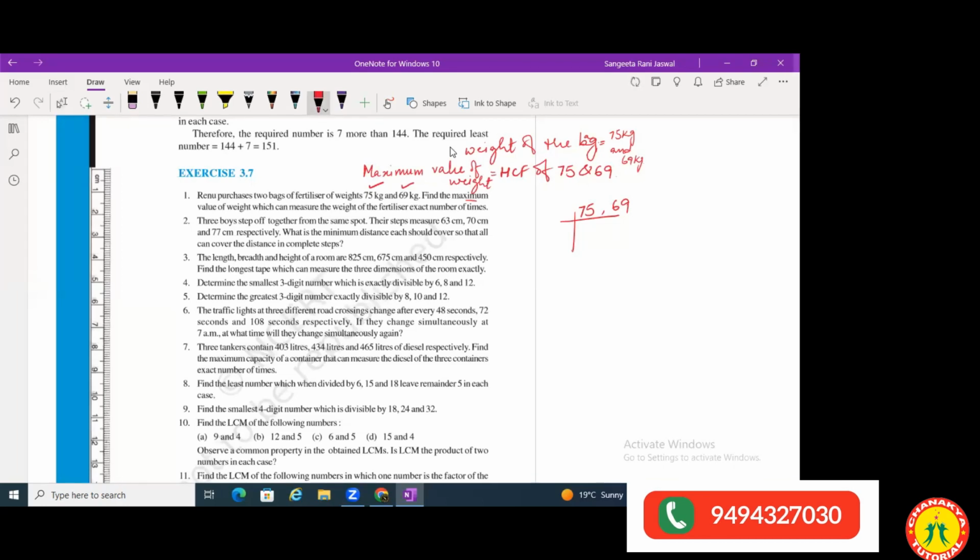This is how you will write your first statement. Weight of the bag is equal to 75 kg and 69 kg. Then your next statement will be: maximum value of weight will be what? HCF of 65 and 69. Okay, then you work out the HCF.